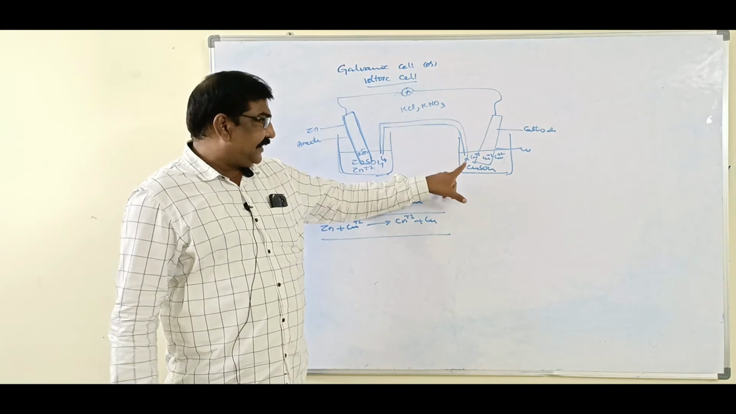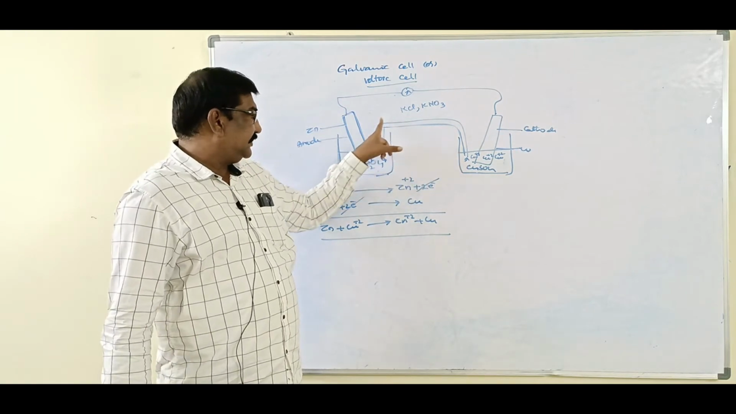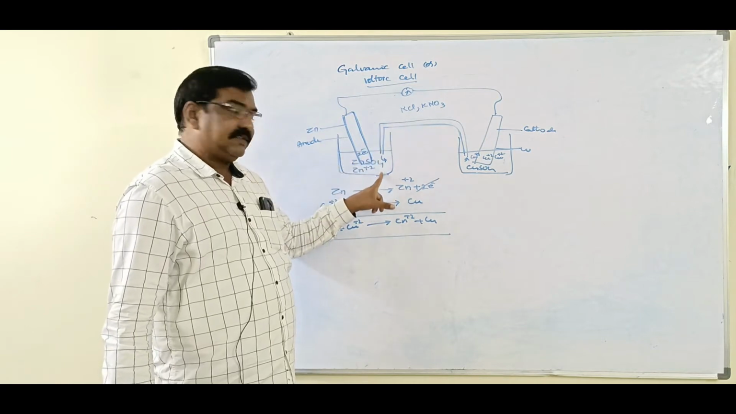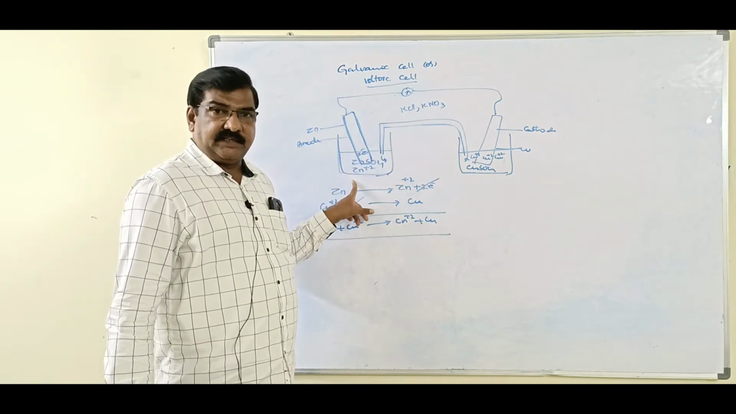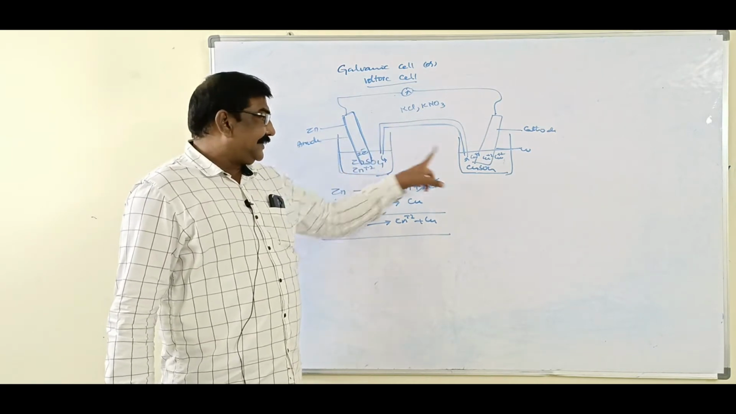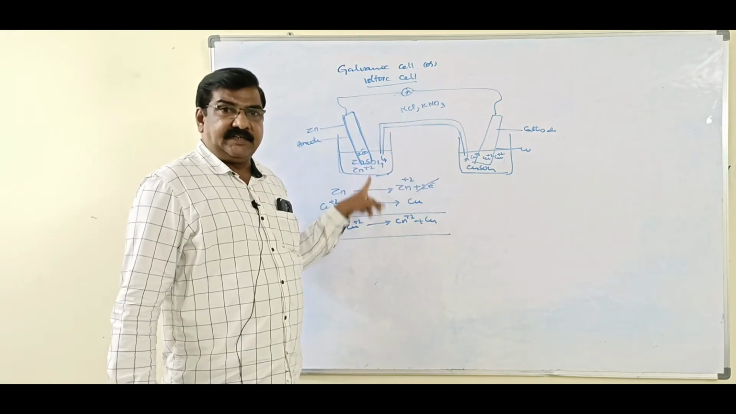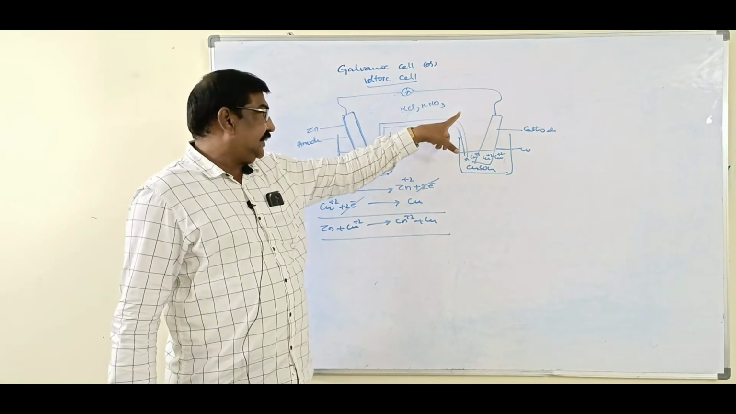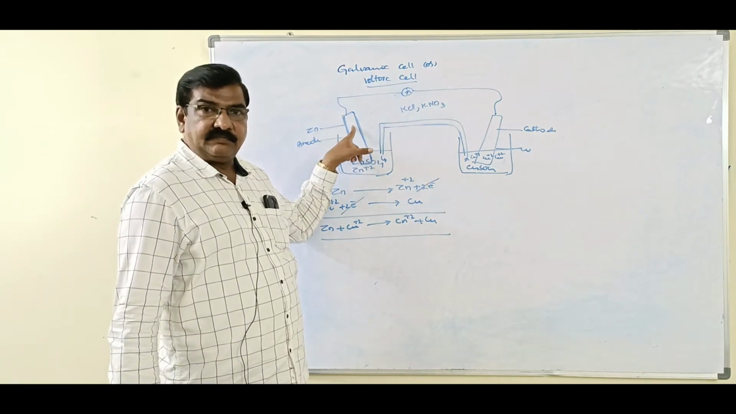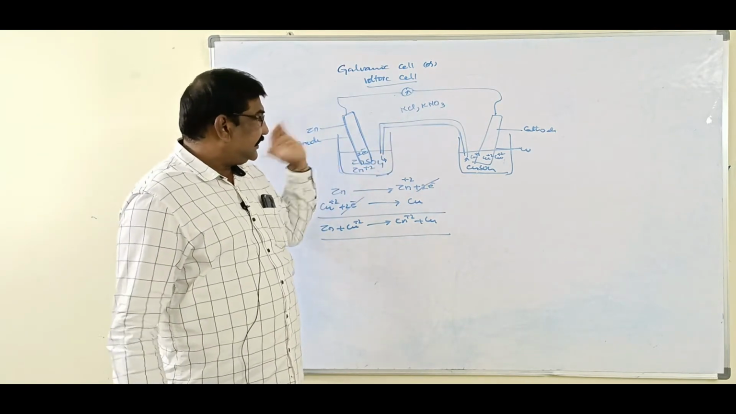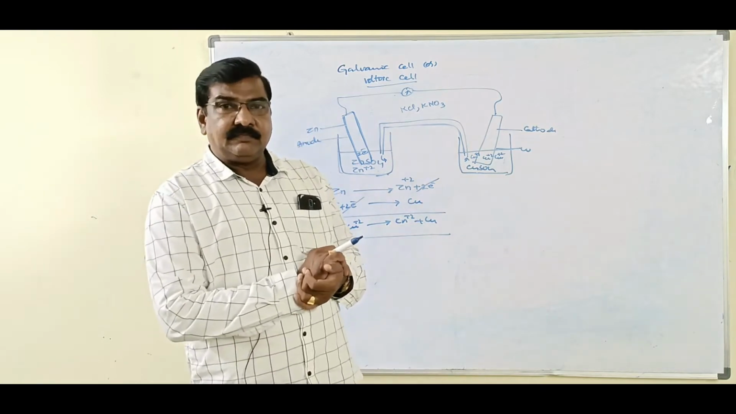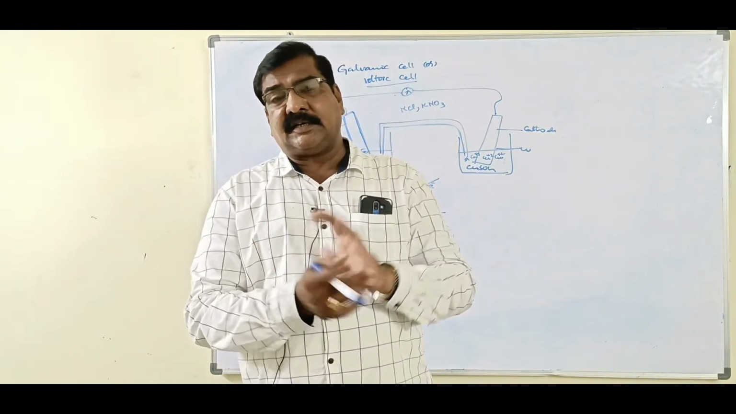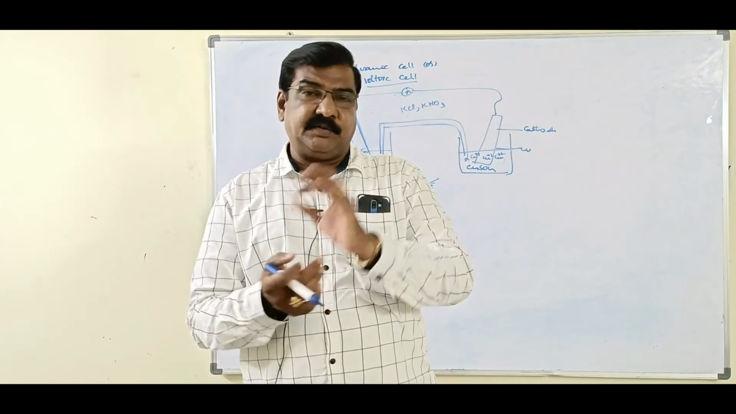So sulfate ions from this cell move towards the zinc side. The SO4 minus 2 ions travel like this, and here Zn plus 2 is already there. So electrical neutrality is maintained and the circuit is completed. Electrons flow in this direction and current flows in this direction. So in this way, if a salt bridge is there, electrical neutrality is maintained and the cell works continuously and produces electric current.